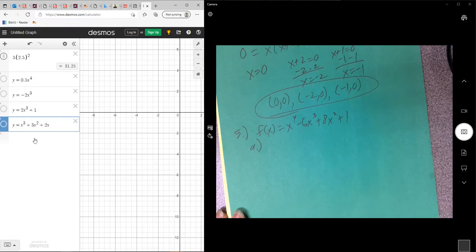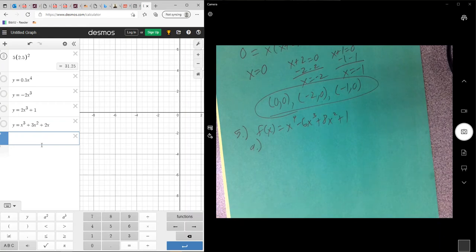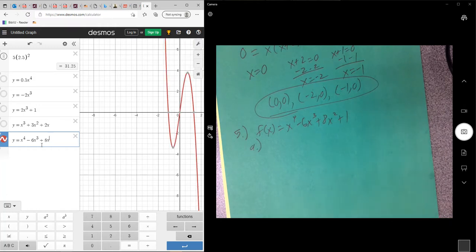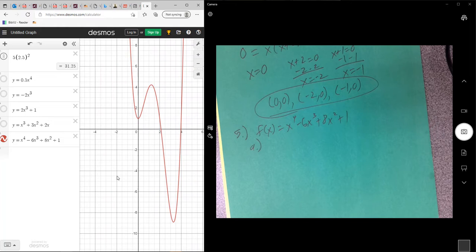Okay, so we need to put this function in. Now, instead of using f of x, we're going to use y. So we have y is equal to x to the fourth power minus 6x to the third power plus 8x squared and then plus 1. All right. So now we have our graph here. So that's A.